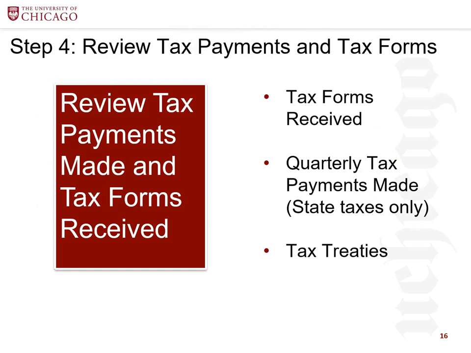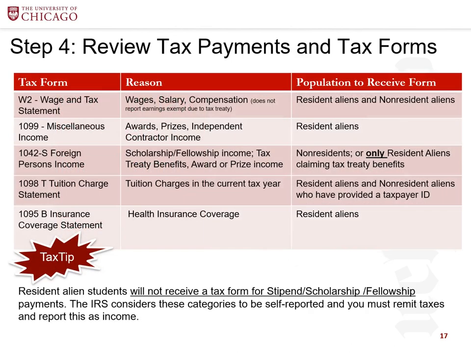Okay, step four, reviewing tax payments that you may have already made, as well as tax forms that you may have received or may be receiving in the future. We're going to talk about tax forms received, quarterly tax payments made, as well as tax treaties. This slide lists different types of income and what tax forms that income may be reported on. All of these tax forms that you will see in the left column, those are tax forms that would be received by you, the taxpayer.